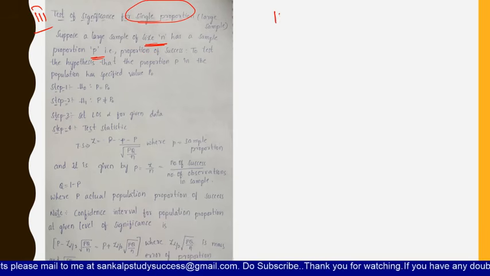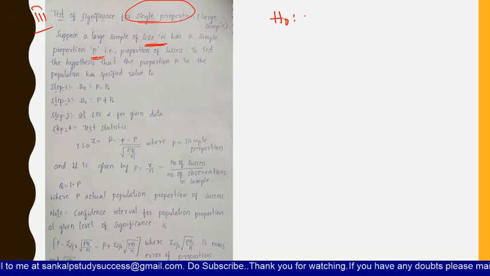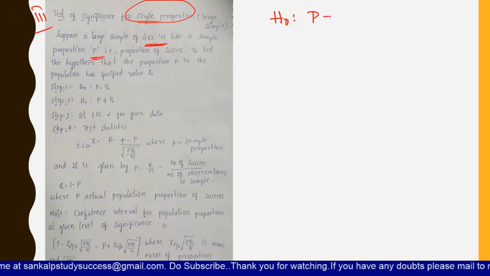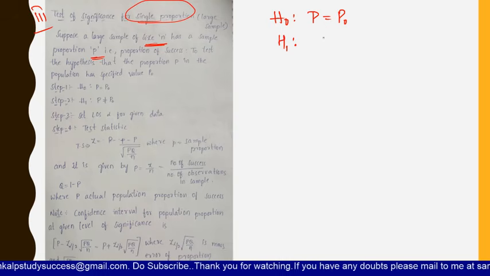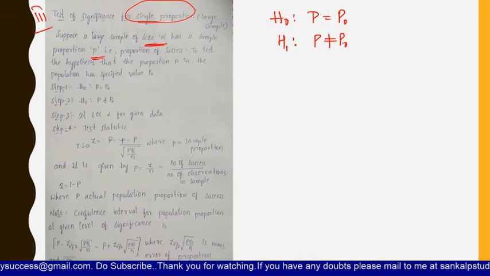Here H0 is the null hypothesis. The same steps will be followed for each and every type. So H0, the null hypothesis, is where P is equal to P0, and H1, the alternate hypothesis, is where P is not equal to P0.